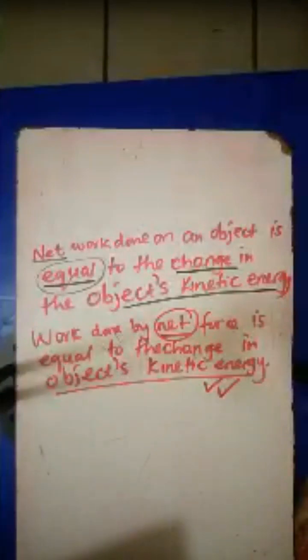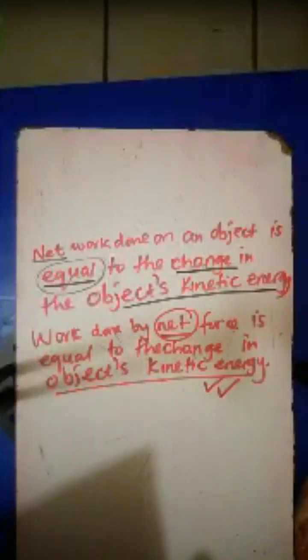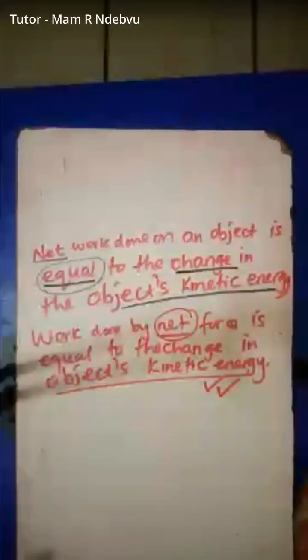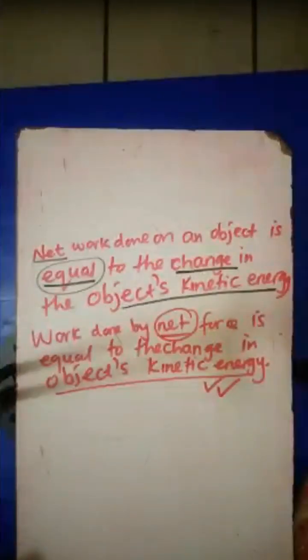Right, last one, 3.5. Use the work energy theorem to calculate the speed of the block when it is at a height of 12 meters. Use the work energy theorem. You cannot use any other thing, colleagues.